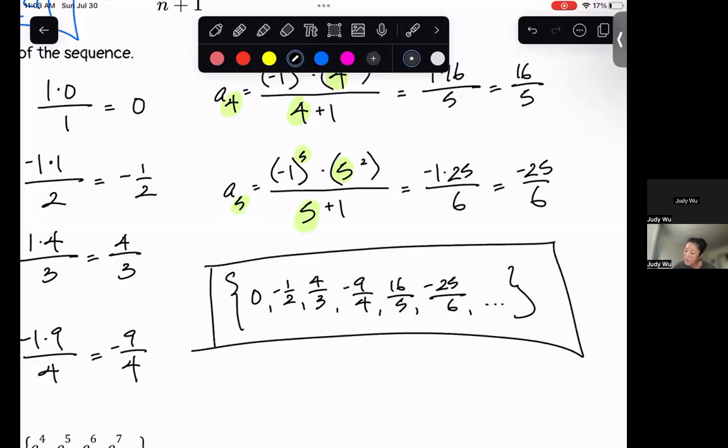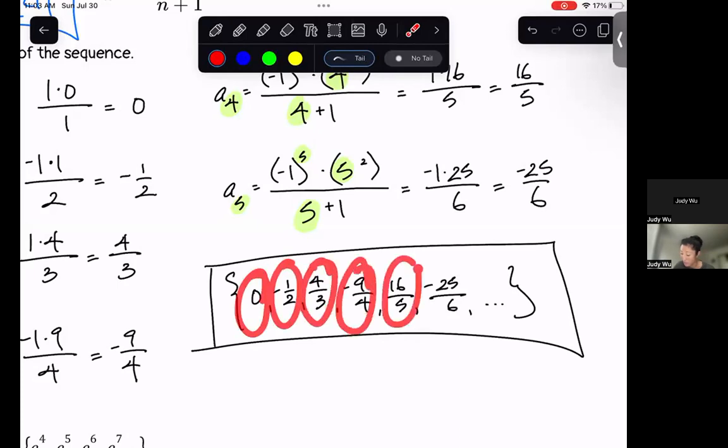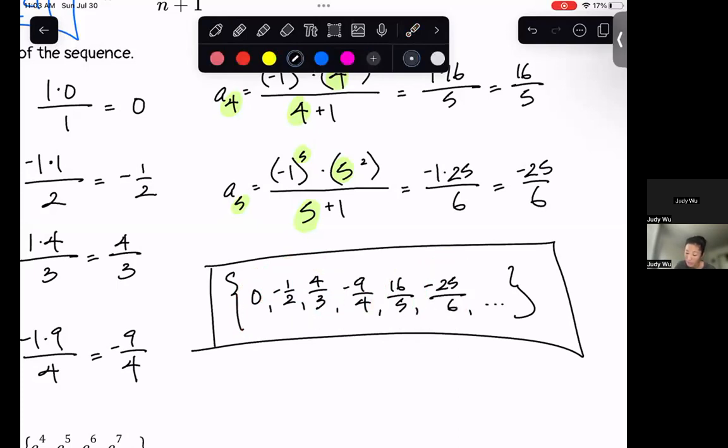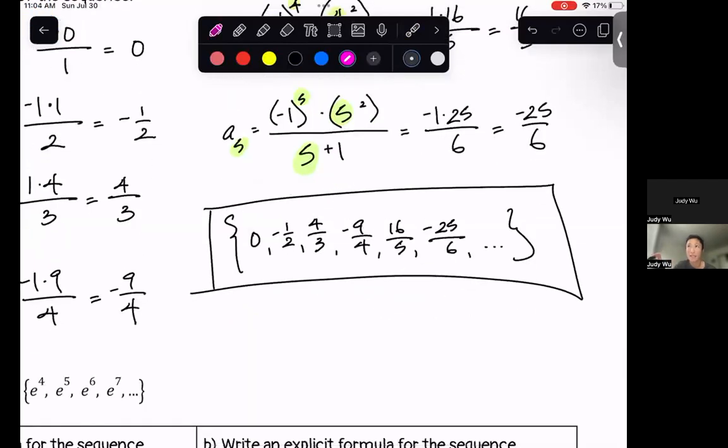Okay. Now, in fact, this also happens to be another kind of sequence where the signs go from positive to negative, positive to negative, positive to negative, all right? So when you see these kinds of sequences where the signs change or they alternate, we call them alternating sequences.